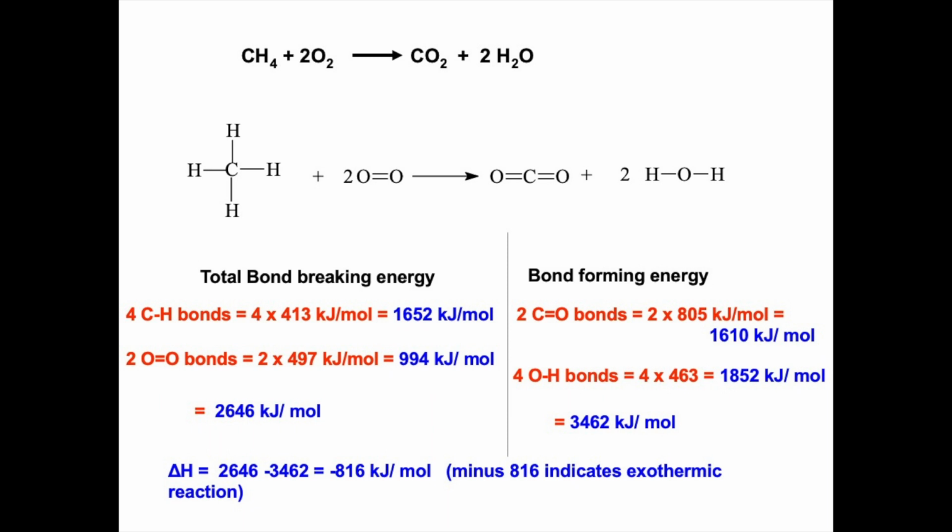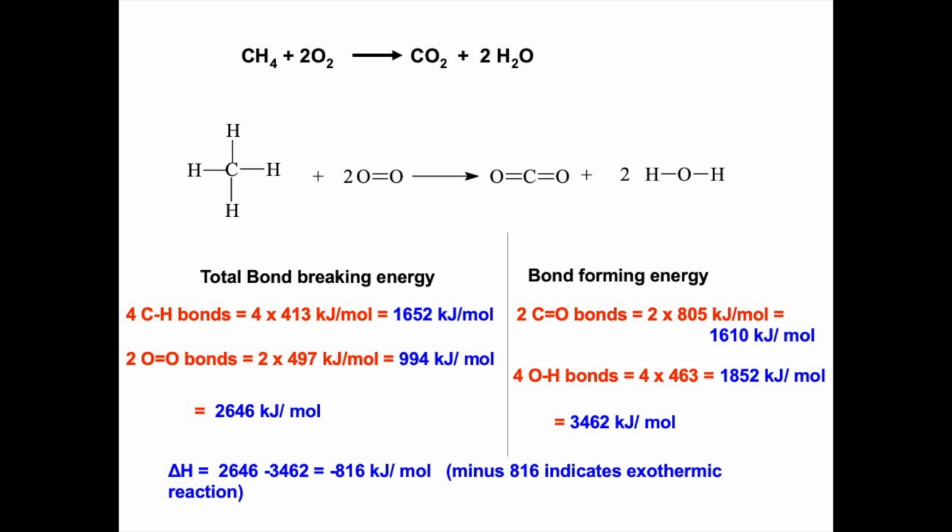So I've got carbon dioxide, which is made up of two CO double bonds, and each of these releases 805 kilojoules. So therefore, if I've got two of them, it releases 1610 kilojoules per mole. I've got two water molecules. Now a water molecule is made up of two OHs, and I've got two of them. So four OHs would release 4 times 463, which would be 1852 kilojoules per mole. Add this up, and I've got 3462 kilojoules per mole.